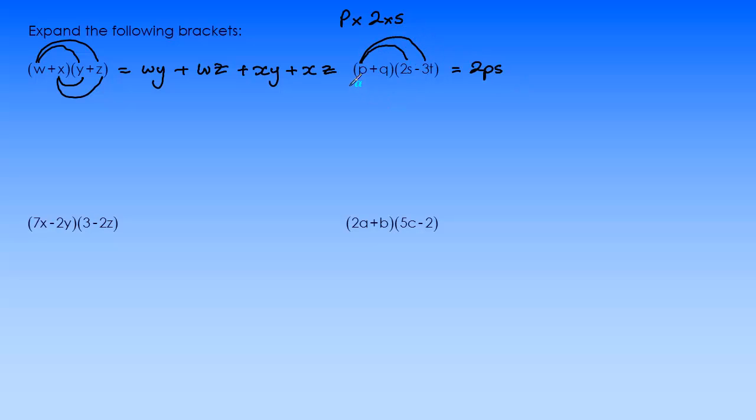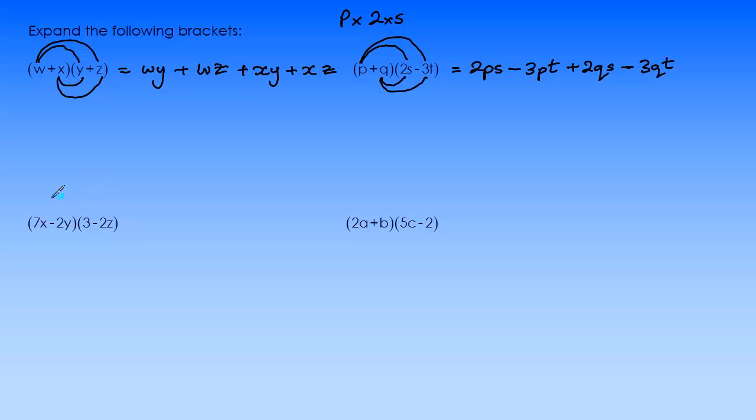When we do this, notice this is a positive p, this is a negative 3t, so it's going to be a minus 3, and p comes before t. For this one, q comes before s, so it's going to be 2qs, and that one's going to be positive because we're doing a positive times a positive. And then finally, positive times a negative, so this one's going to be a minus 3qt. Once again, we've got no like terms, so we can't simplify this any further.